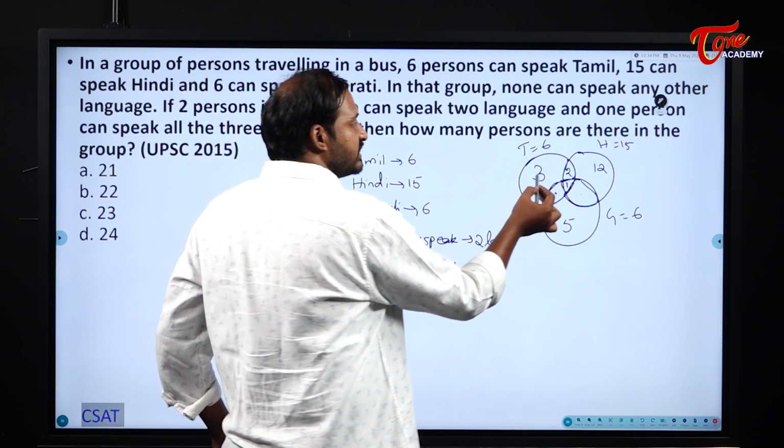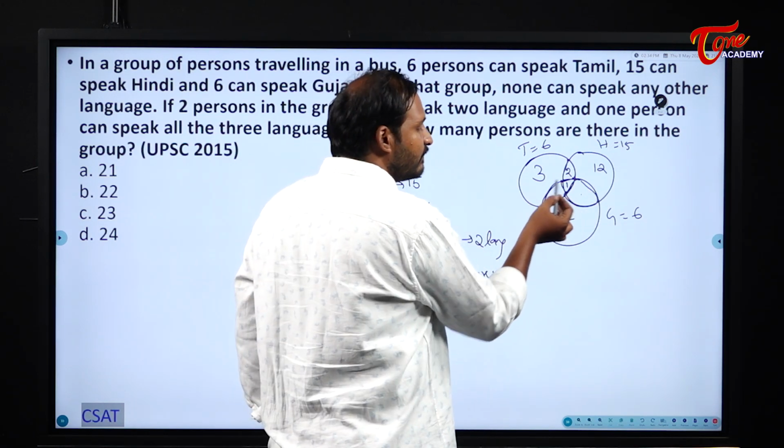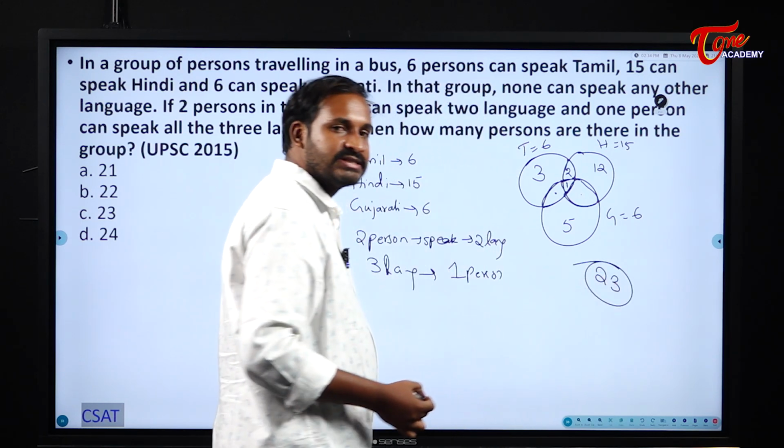Now simply add all these things. 3 plus 2 it is 5. 5 plus 12 it becomes 17. 17 plus 1, 18. 18 plus 5, it is 23. That means there are 23 persons in that group.